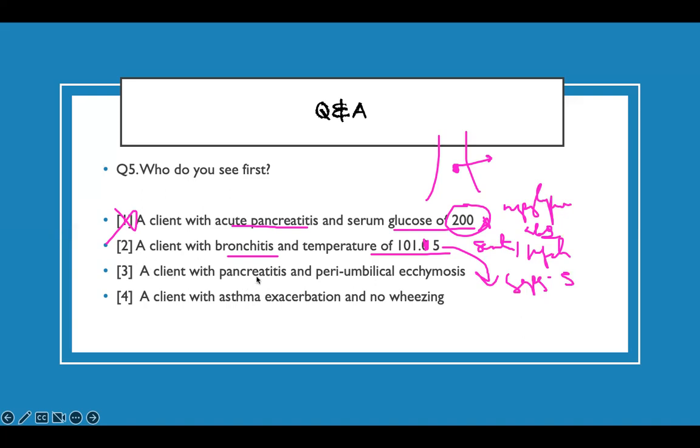A client with pancreatitis and periumbilical ecchymosis. Remember I told you about somebody having cardiac catheterization or angioplasty with ecchymosis, it's the same thing. Pancreatitis can lead to retroperitoneal hemorrhage because there are vessels around the pancreas and the inflammation will cause injury. And therefore you have all this ecchymosis. Ecchymosis for pancreatitis, this is a B. So now we have a B.